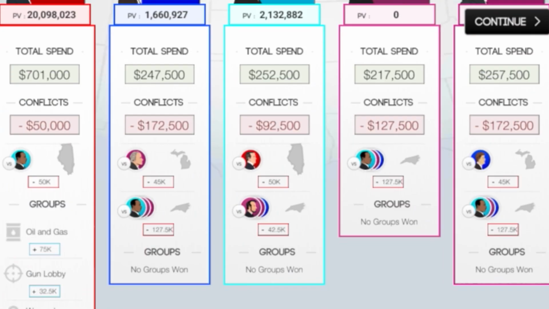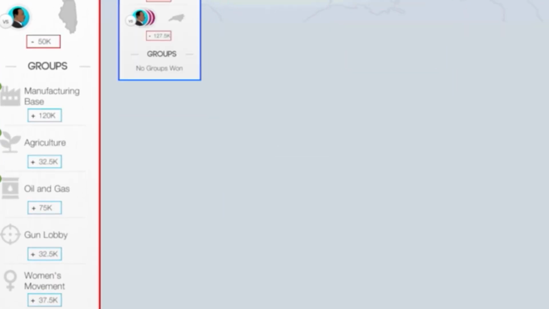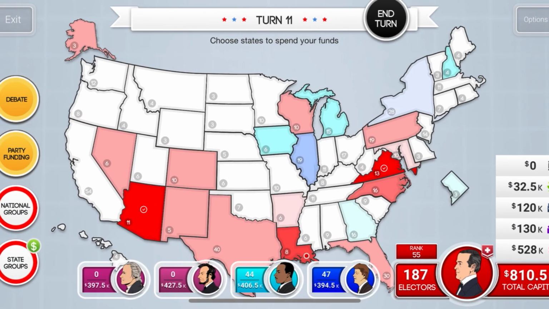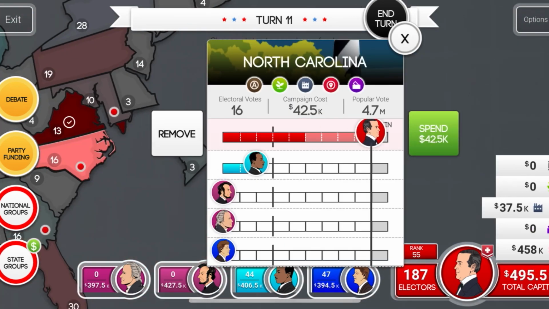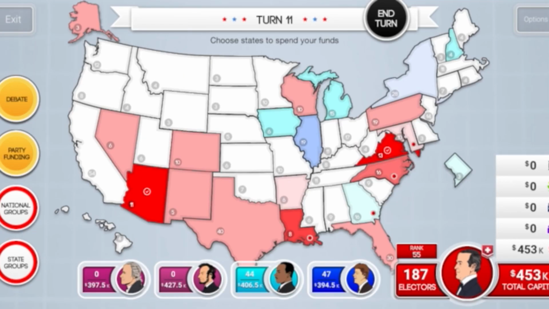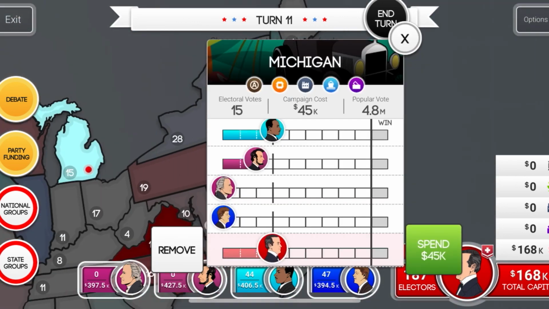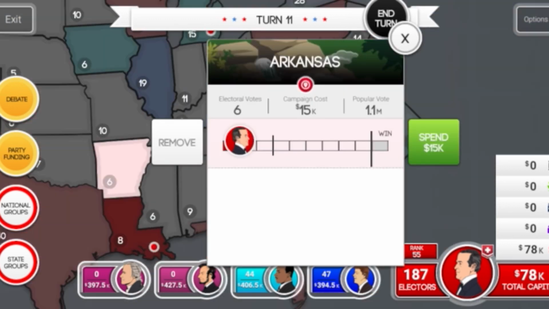Turn 10 is now over. There's the oil and gas, ag, and manufacturing bonus. Look at that manufacturing bonus for McKinley, $120,000. Now we can go up and let's lock North Carolina. We can go up in Georgia, hopefully get that Old South bonus. And Michigan, New York, Arkansas.